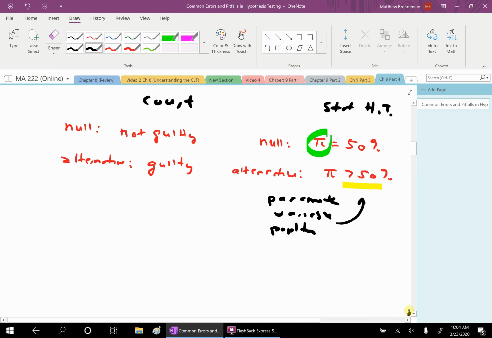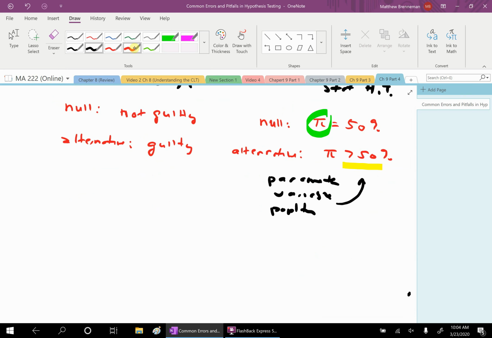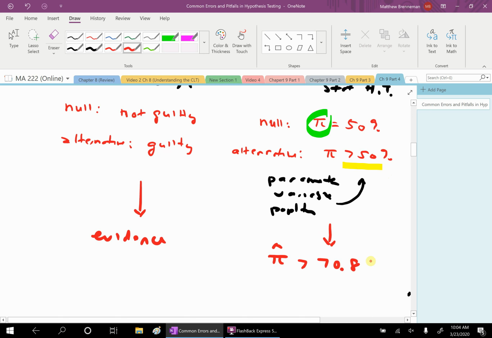Okay, then what happens? Well, then evidence is presented. So then the prosecutor goes ahead and presents his evidence. And if we think about this in the context of a hypothesis test, what would be the evidence that the population percentage is greater than 50%? Well, it would be the sample percentage. And we found out in the male rat empathy experiment it was roughly 70.8%.